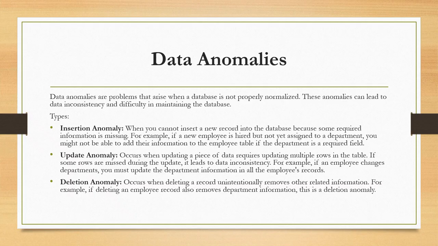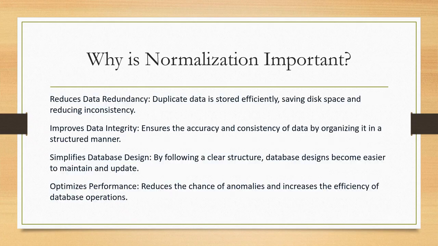Last one, deletion anomalies. It occurs when deleting a record unintentionally removes other related information. For example, if deleting an employee record also removes department information, this is a deletion anomaly. Let's see why normalization is important.